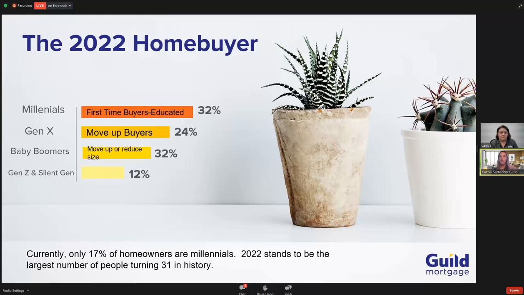So you can kind of see these stats here. They're showing you where the millennial buyers are, what percentage of those are first-time home buyers. Currently, only 17% of home buyers are millennials. So this year really stands to be the largest number of those millennials that are going to be buying. So keep that in mind. Keeping your audience in mind is going to help you really leverage how you're going to attract those buyers or those clients.